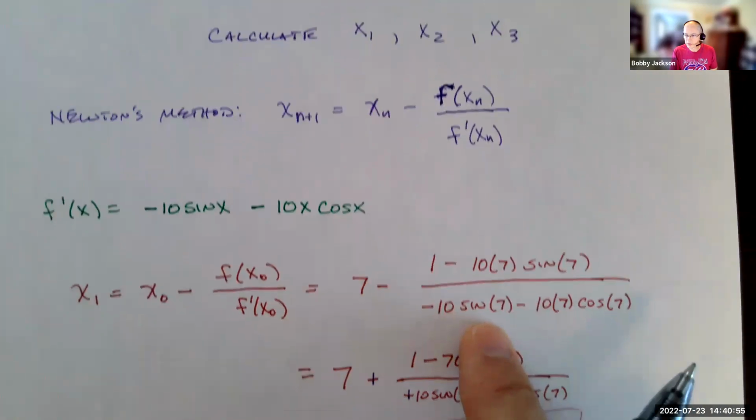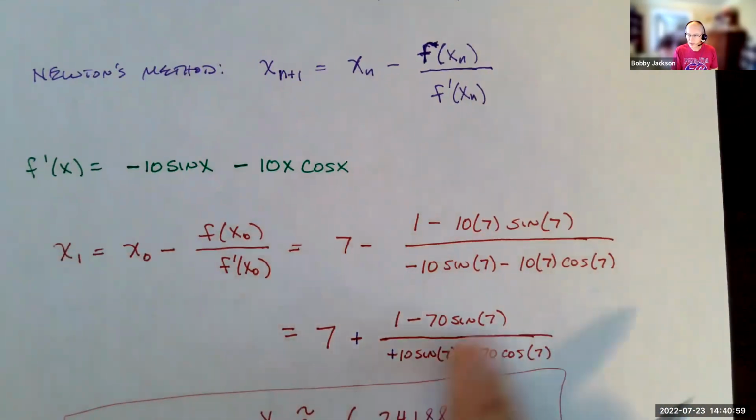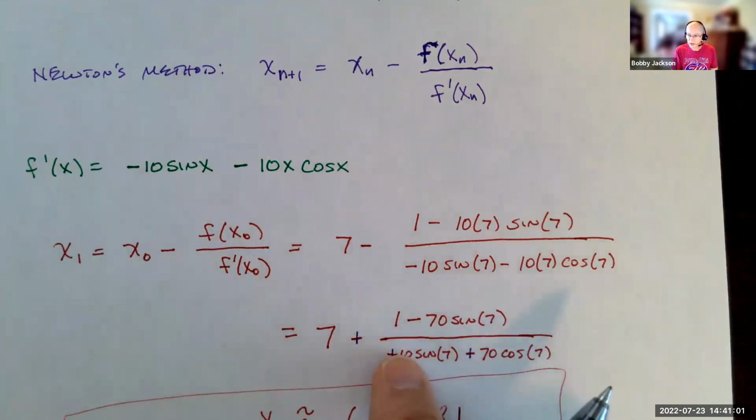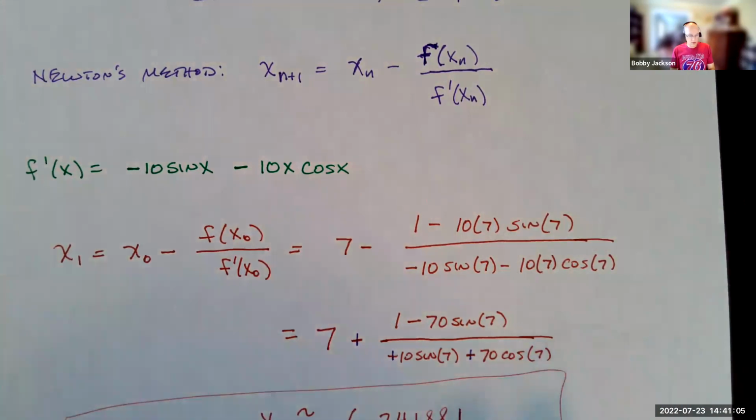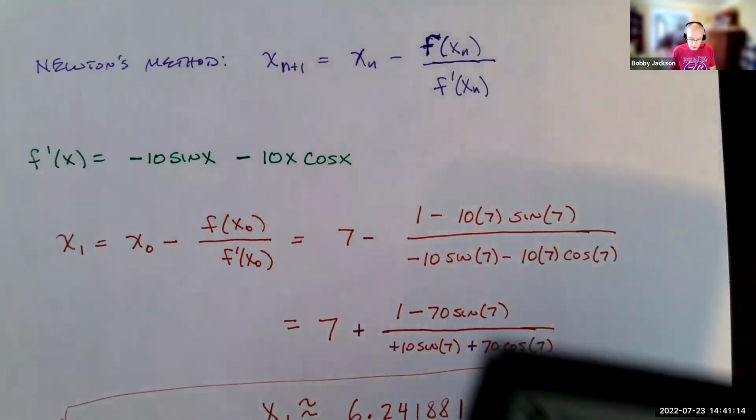Whew, all this stuff to keep track of. We can simplify: 7 times 10 is 70 here and here. And I notice I've got a negative. We can simplify this, and you're going to use your calculator, obviously, to evaluate this. Now, I'm going to show you the way I did it in the lecture.